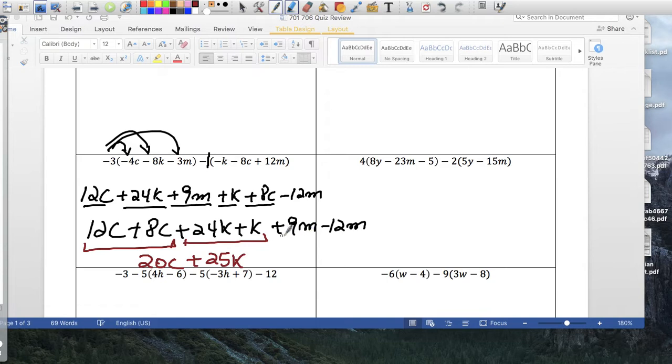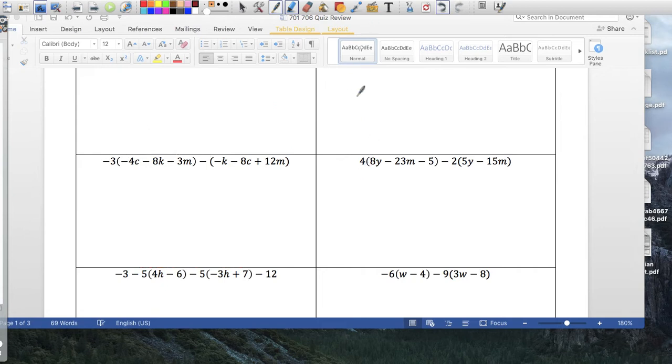And lastly, don't write any signs, but I know it's something going to be m, right? So it's 9m minus 12m, so pull that to the side a little bit and rewrite that as an addition problem. 9 plus negative 12 is negative, well, it's going to be negative, but there's more. How many more? 3, so it's going to be minus 3m.